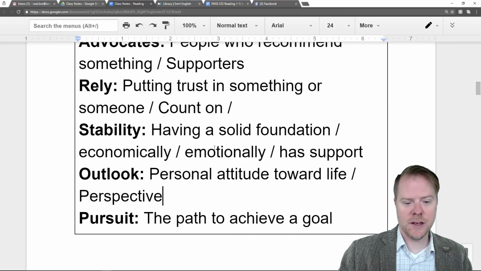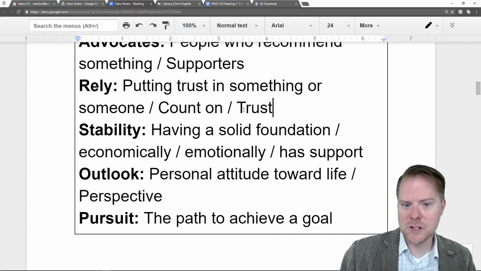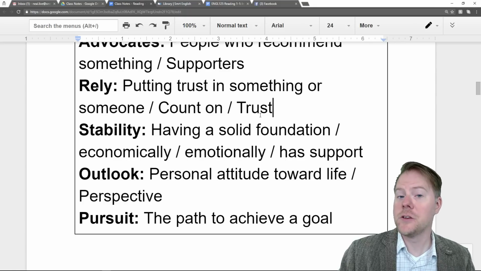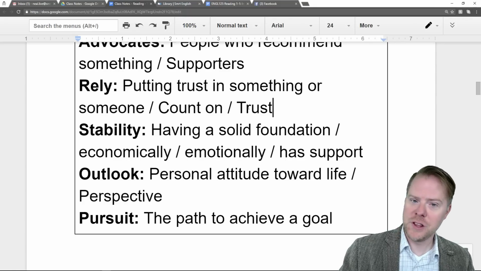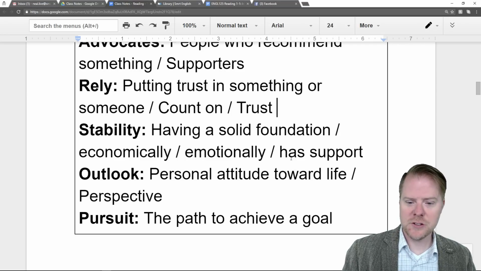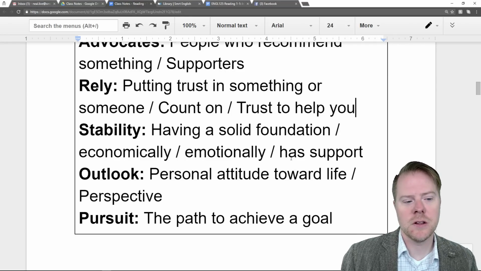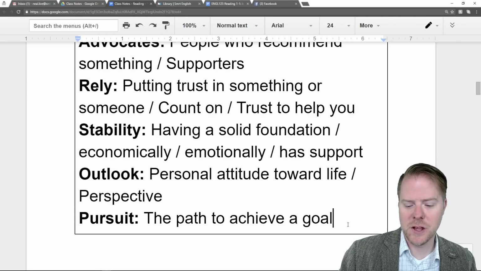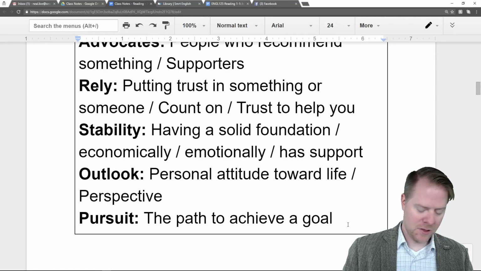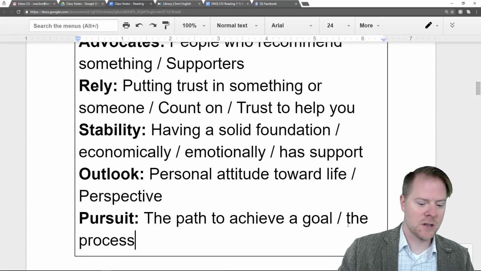Yes, rely is trust. Remember, rely is trust. If you trust somebody, you can rely on them. If you rely on them, it must mean you trust them. Trust to help you. You believe that they will help you. You believe this person will help you. The process. Yes, the pursuit is the process.